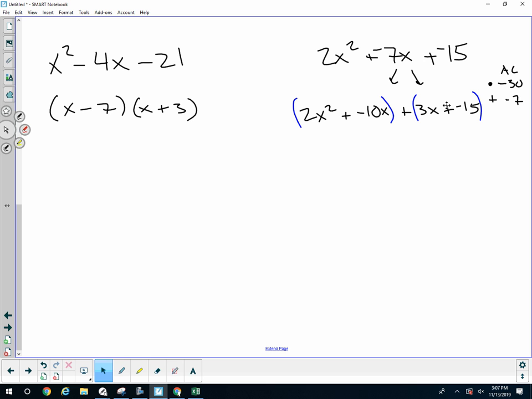We should get x minus 5 and 2x plus 3. You wrote it differently. Where are you? Right here? So you didn't put in x's. That should be an x, negative 10x, and 3x, right? To rewrite negative 7x, I need x's.